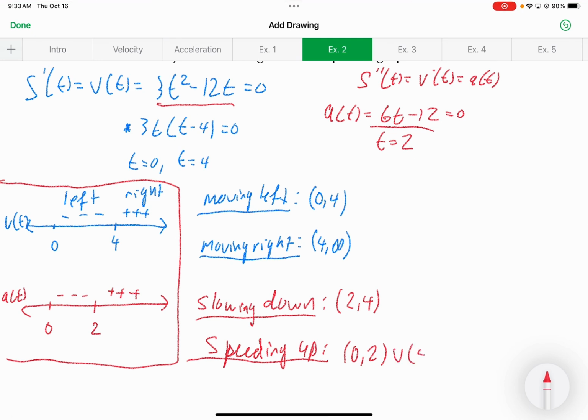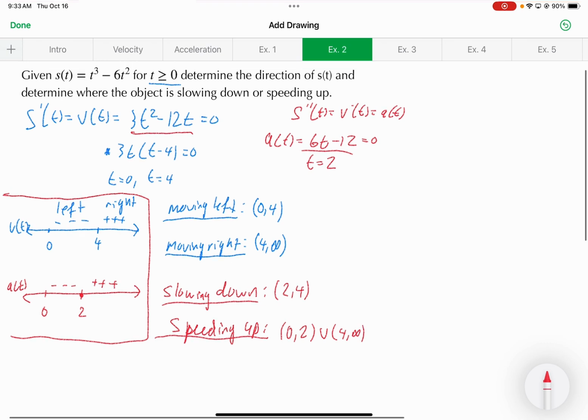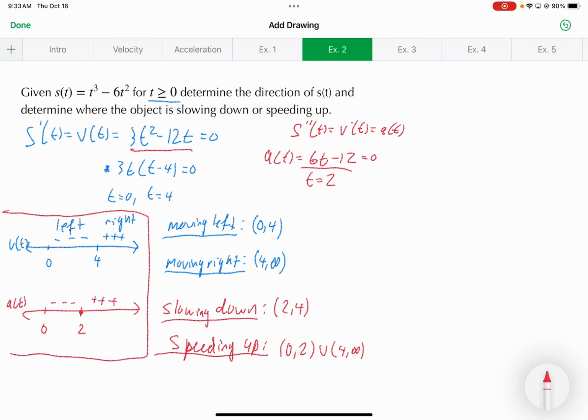Speeding up from 4 to infinity. Okay, I know my acceleration changes to positive after 2, but my velocity doesn't catch up until I get to the t value of 4. Okay? All right. Questions there? Let's look at what that looks like on a graph.